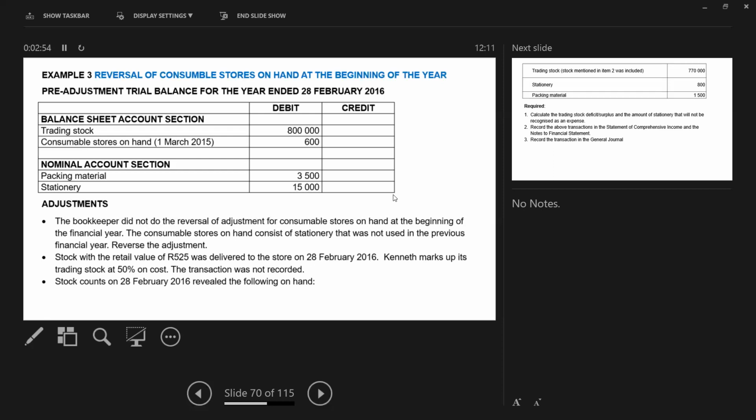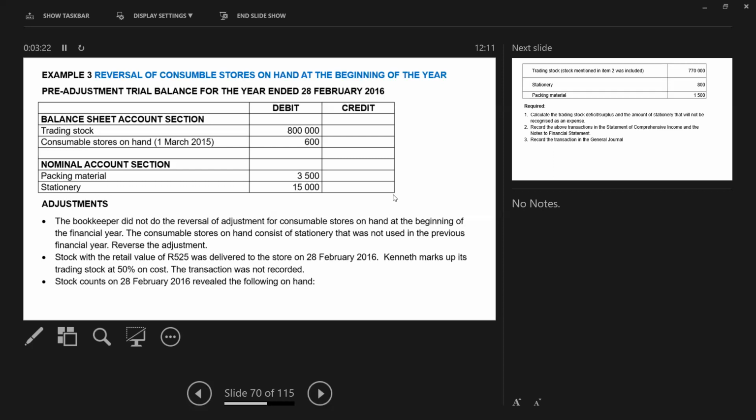So the fact that we are on the 28th of February 2016 means that consumable stores we had at the beginning of the year is used up. There are no second thoughts about it. It has been used up. So when we use up the consumable stores on hand, it's expense. It changes from being an asset to being an expense.